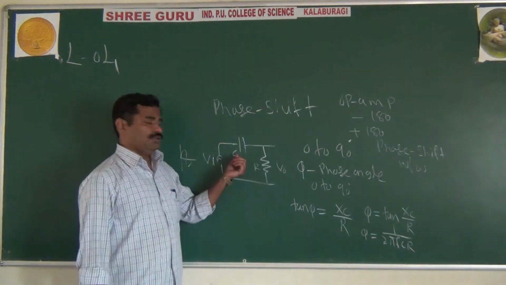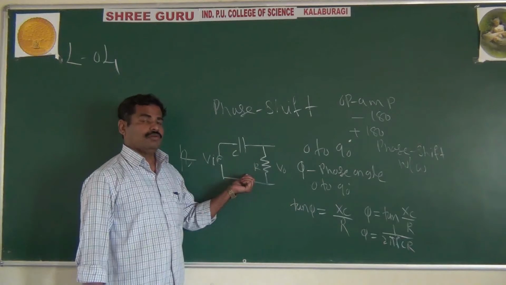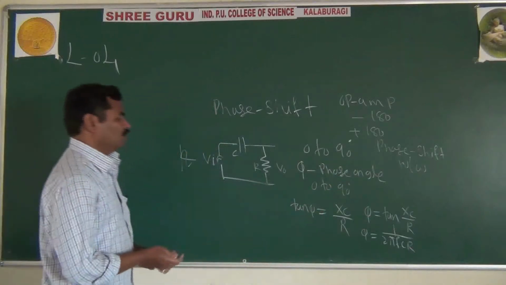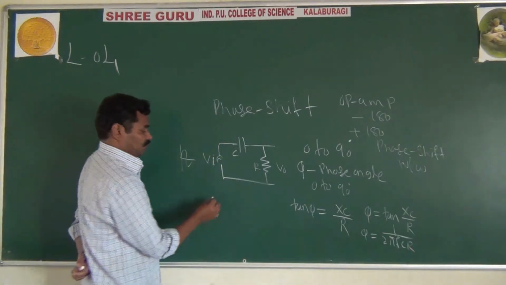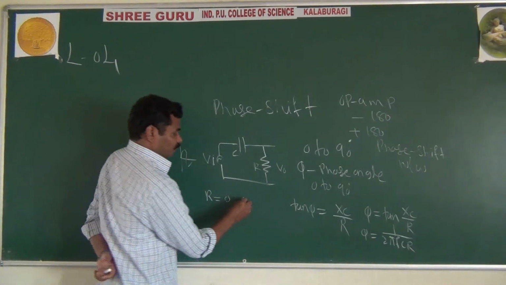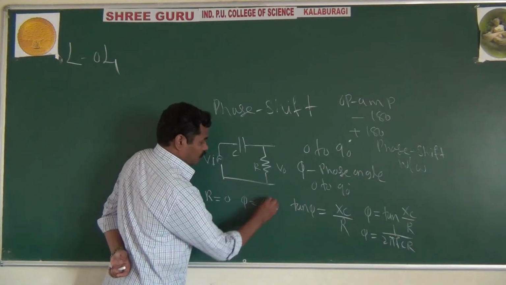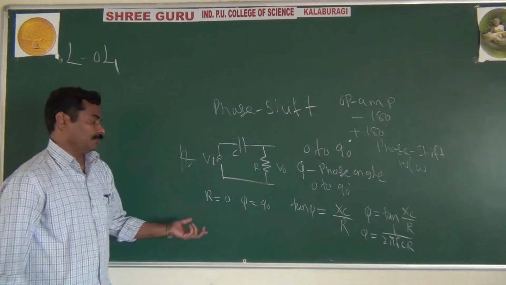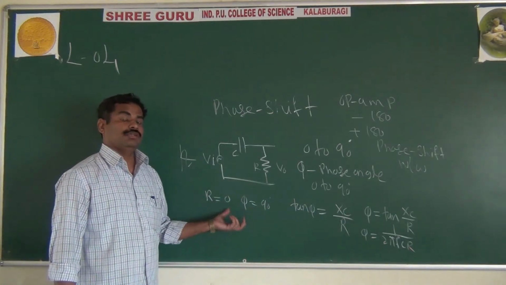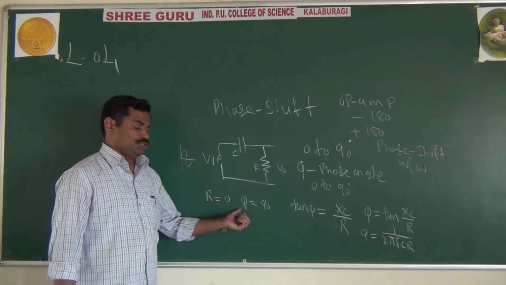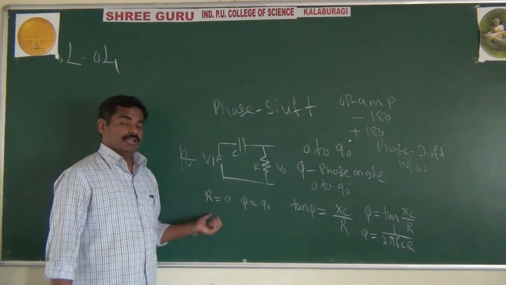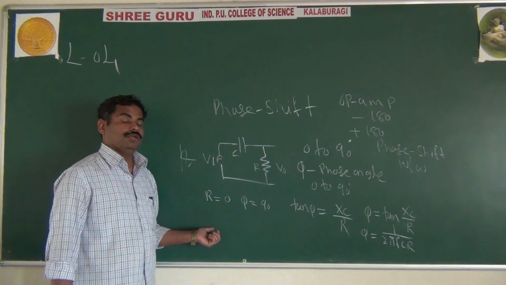And I just said, if we use only one R and C combination, maximum we may get a 90 degree phase shift. And how will we get the 90 degree phase shift? If we take R equal to 0, then only will you get a phase angle of 90 degrees, or you can say the output voltage leads the input voltage. But it is not practically possible to take R as 0.